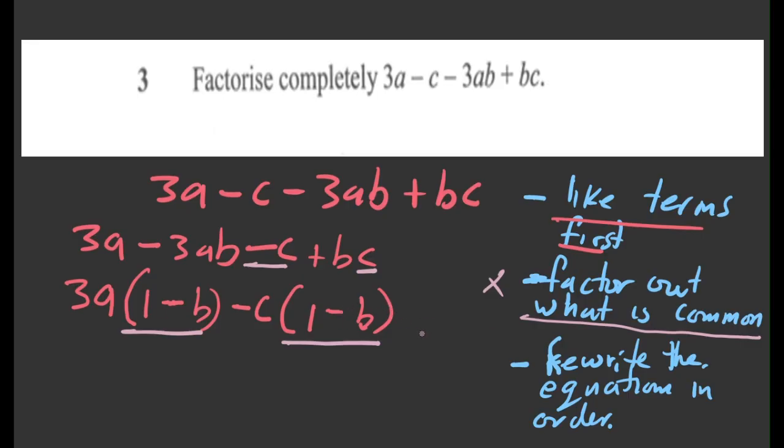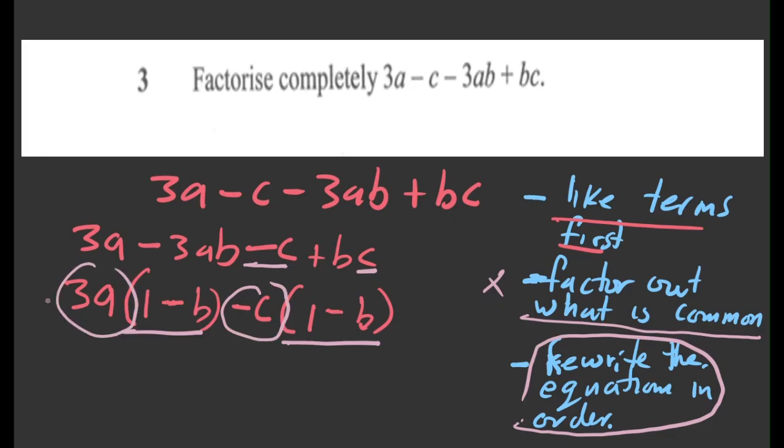Now, the last thing you want to do is to rewrite the equation. You want to do this part here. So the last thing you want to do is to rewrite the equation in order. And how do you do that? So you want to take this part which is outside and this part which is outside. And the ones in the brackets, since they are equal, you only take one, and then you are done.